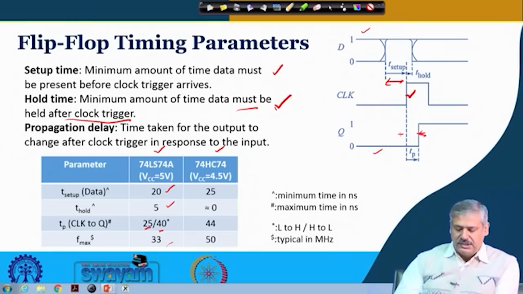And in the CMOS case, you can see the setup time is like this, and the hold time is approximately 0. In some literature, you will find it written as 0.5 nanoseconds. This is the propagation delay. It has not been separated into low to high and high to low in the data sheet, and F max has been mentioned as 50 megahertz.